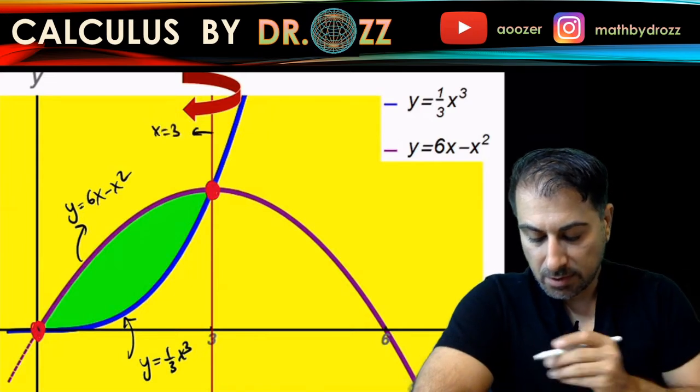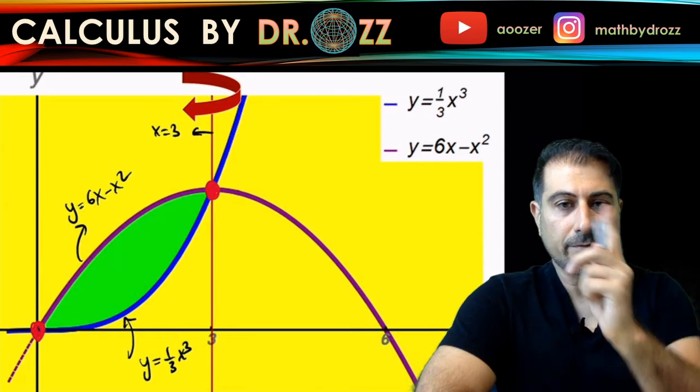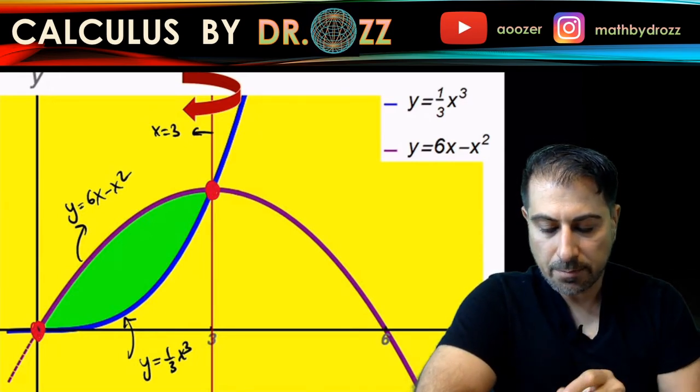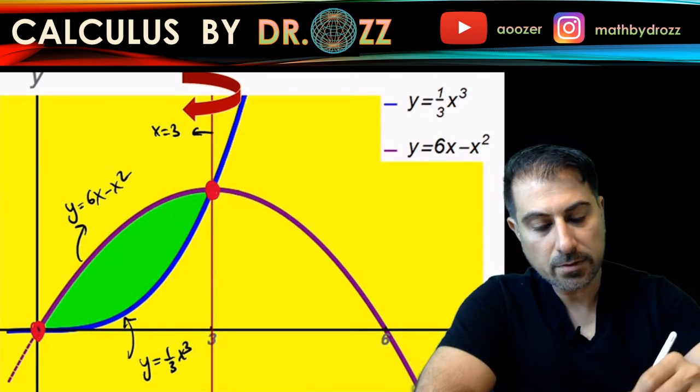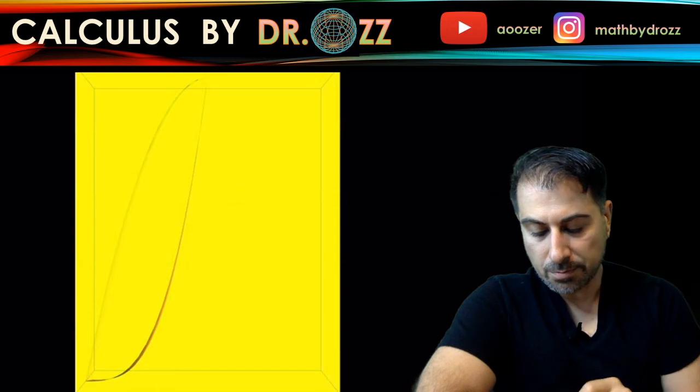Just to see what kind of three-dimensional object we're talking about after the revolution, here is the region that we have, bounded by two curves. We're talking about this green region here, and we just keep revolving that.